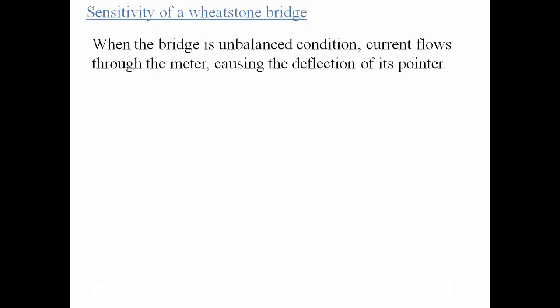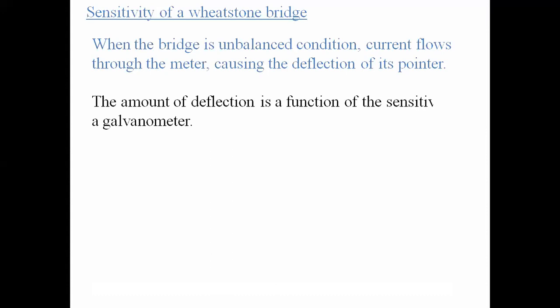The pointer present in the meter will deflect to either side of the meter, depending upon the direction of the current flowing through the meter. The amount of deflection is a function of the sensitivity of the galvanometer.